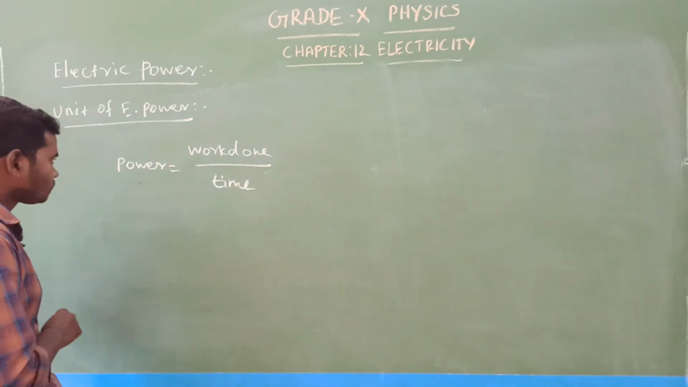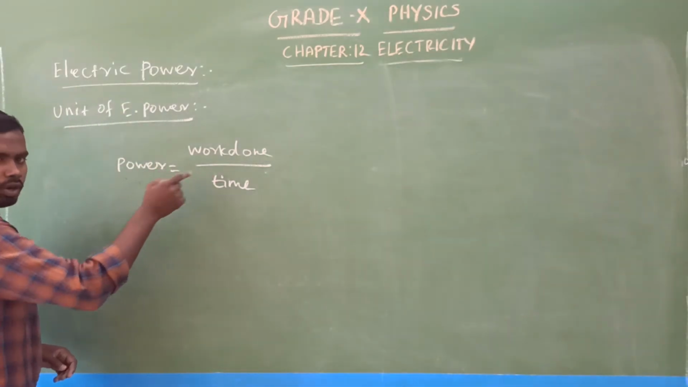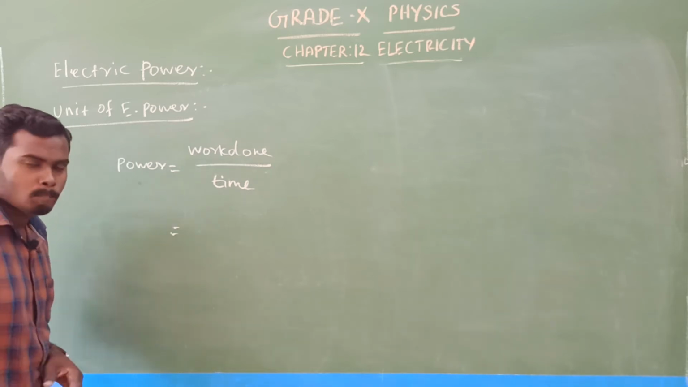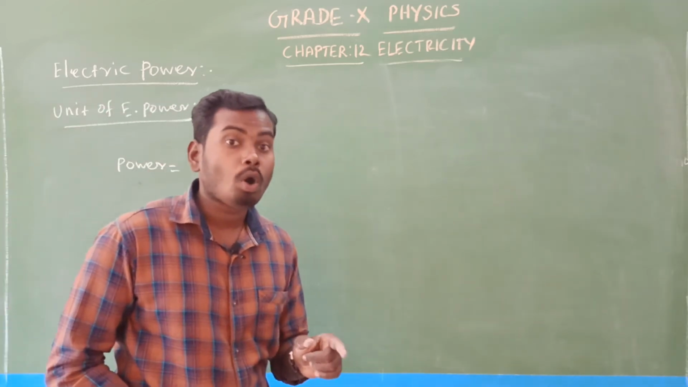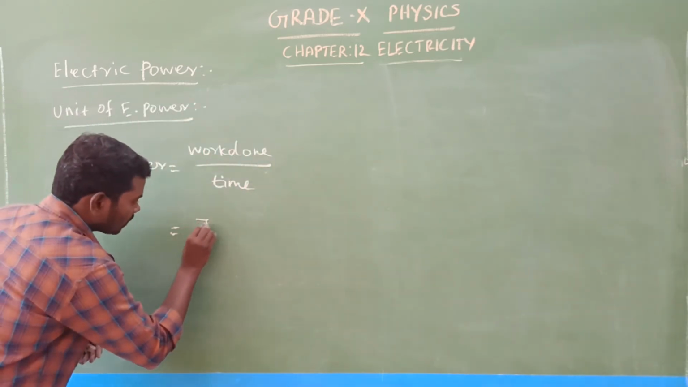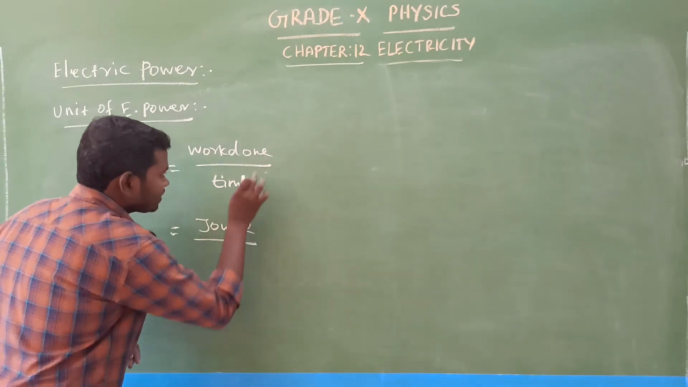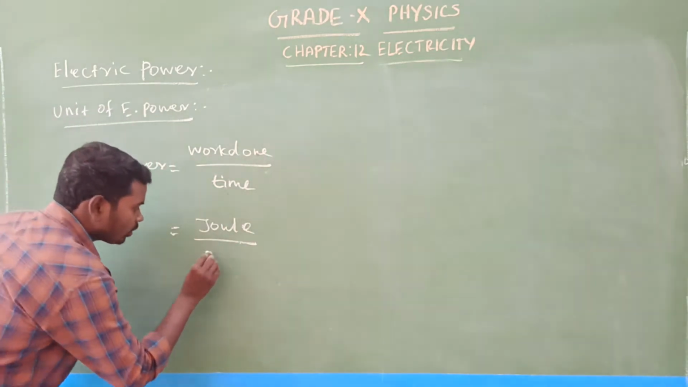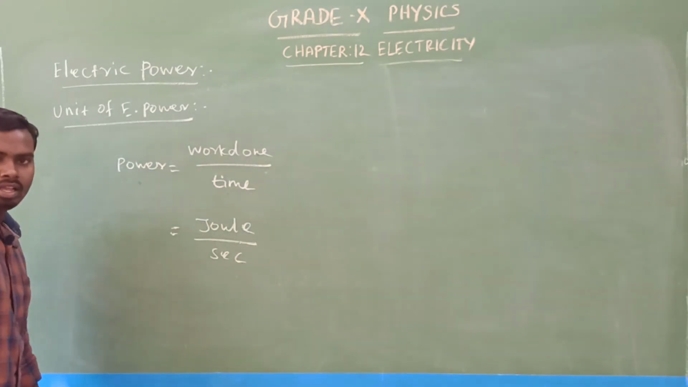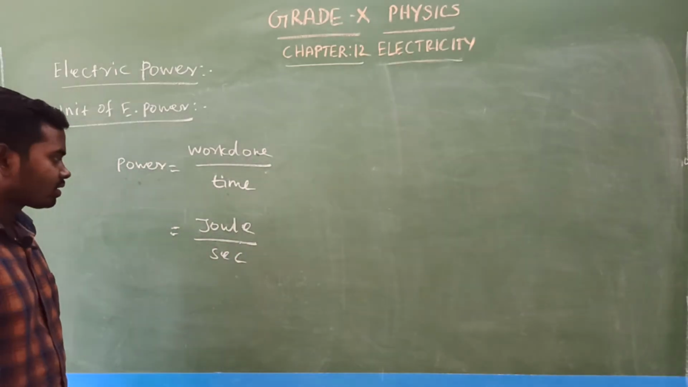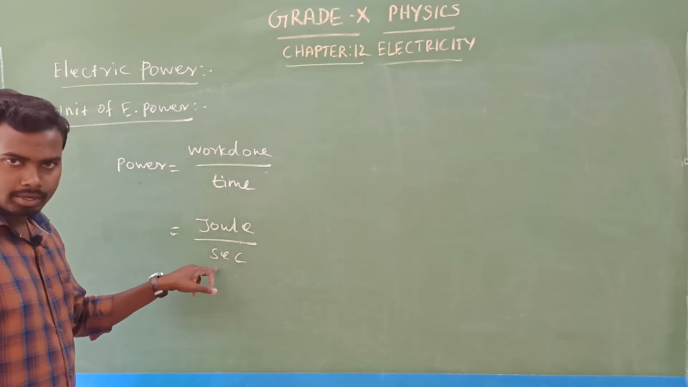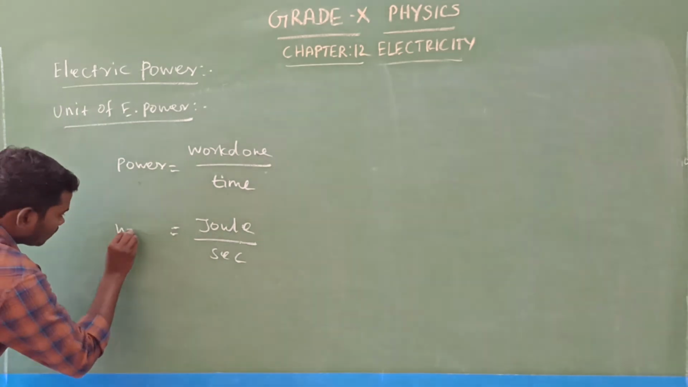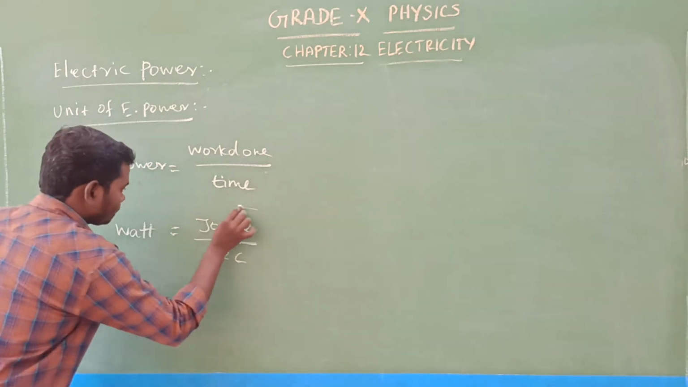Okay, look here. Power is equal to work done divided by time. Am I right? Yes. So what is the SI unit of work done, sir? Yes, that is joule. Joule is the SI unit of work done. What is the SI unit of time? The SI unit of time is seconds. So joule divided by second, that is called watt.